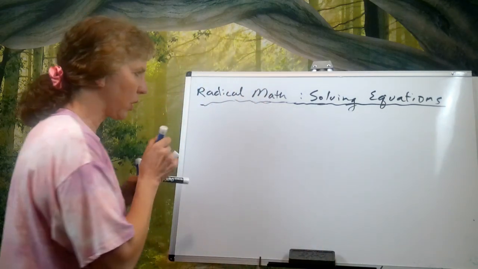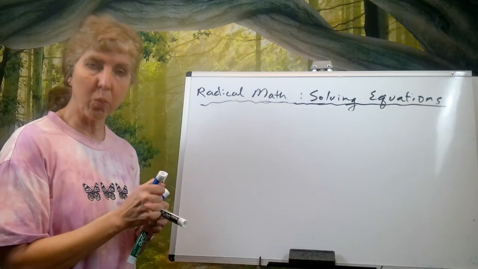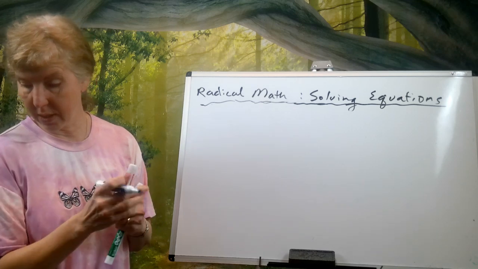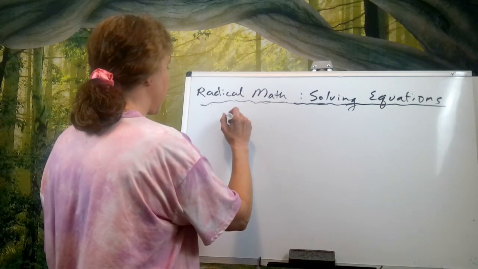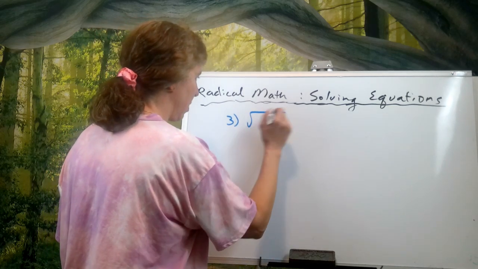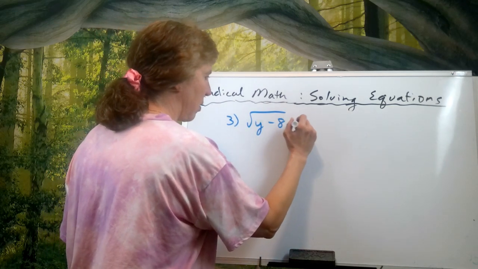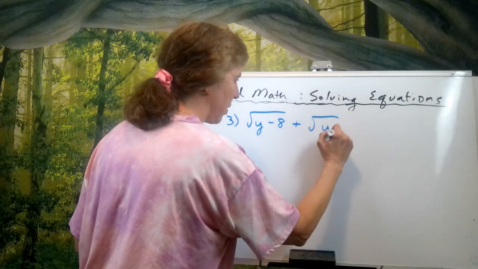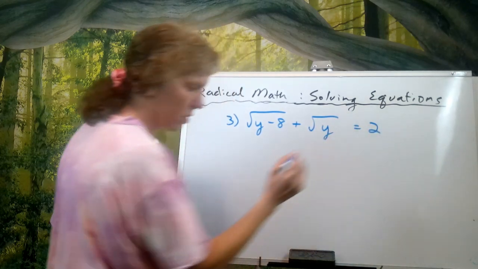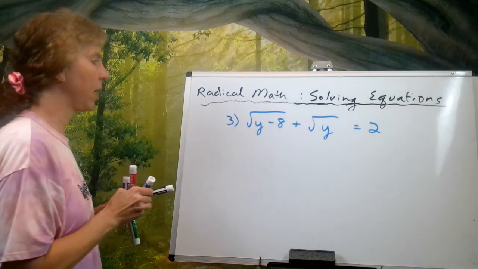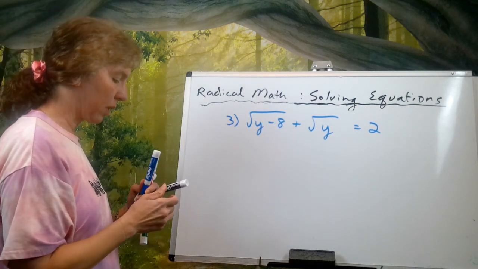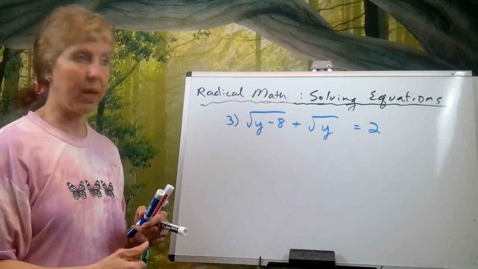Now we're going to get a little more complicated if we have more than one square root sign in the equation. So for example, what did I use? Square root of y minus 8 plus the square root of y equals 2. Let me just make sure I copied that right. Yeah, okay. So in this one, you can't isolate the radical.